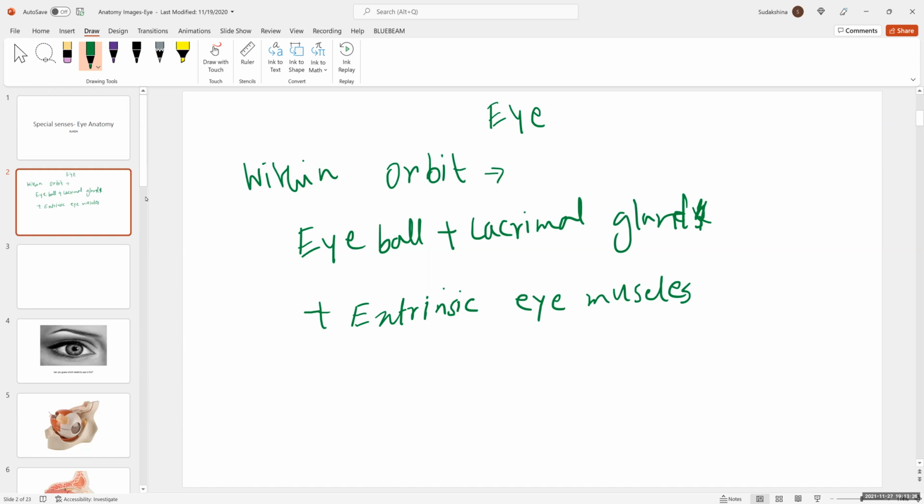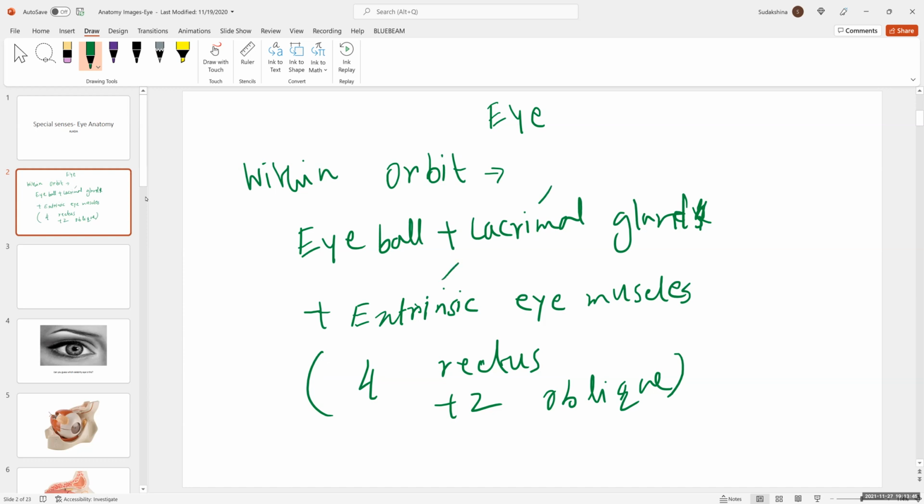When we say extrinsic eye muscles, we are talking about 4 rectus and 2 oblique. These are skeletal muscles. So the eyeball shares the space within the orbit with the lacrimal gland and the extrinsic eye muscles. 4 are rectus, 2 are oblique.